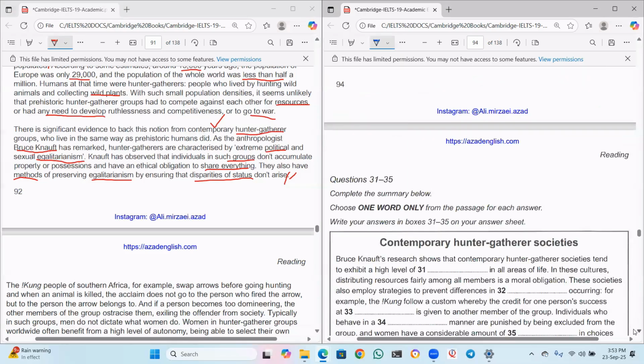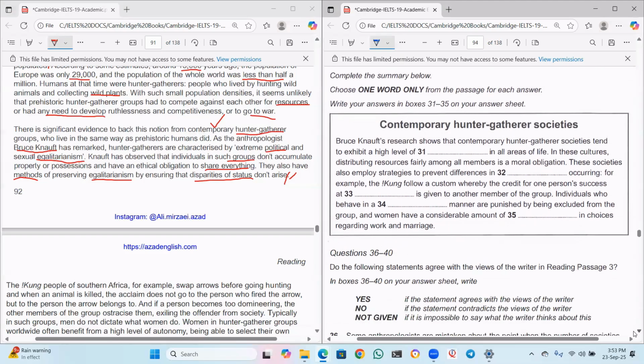Okay, all right, let's move to the next set of questions, guys. That is fill in the blanks. Now, one word only. We have to write only one word. So, what is the heading of the paragraph? Contemporary hunter-gatherer societies. Yes, we read about this, right? Contemporary hunter-gatherer groups. Yes, of course.